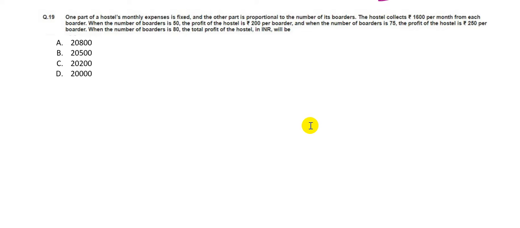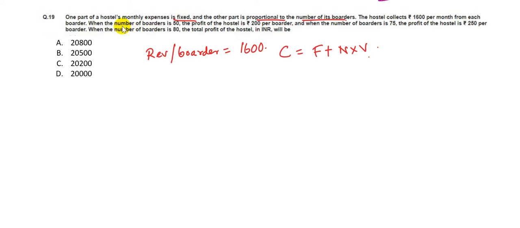We move to question number 19, which says one part of a hostel's monthly expenses is fixed and the other part is proportional to the number of its boarders. So that means the cost will be fixed plus number of boarders into variable cost per boarder. So this would be the total cost. The hostel collects 1600 per month from each of the boarders. That means the revenue per boarder is 1600.